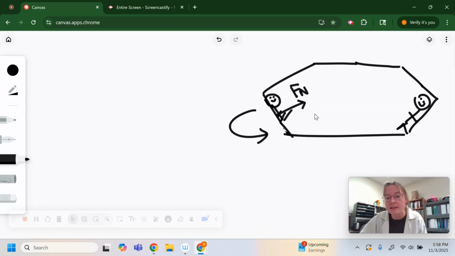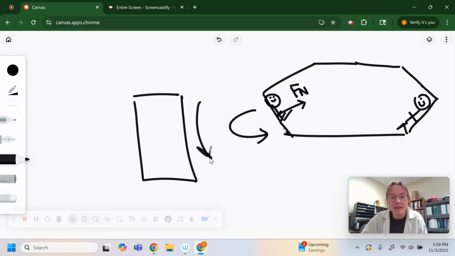But anyway, the main point is, imagine if we took this whole situation and we turned it sideways like this, and then we had something that was rotating this way. This is a really bad picture. Let me draw it like this.